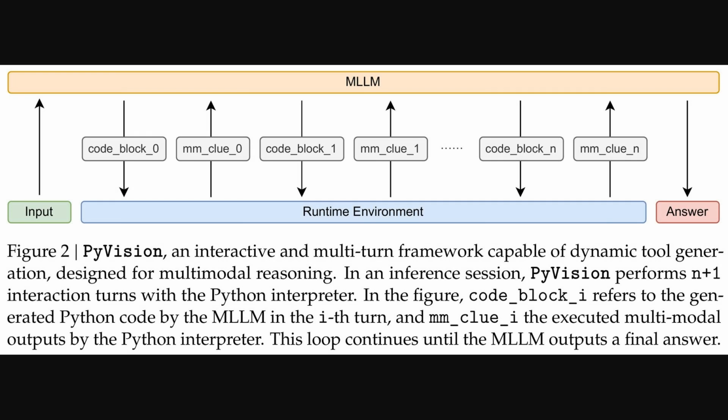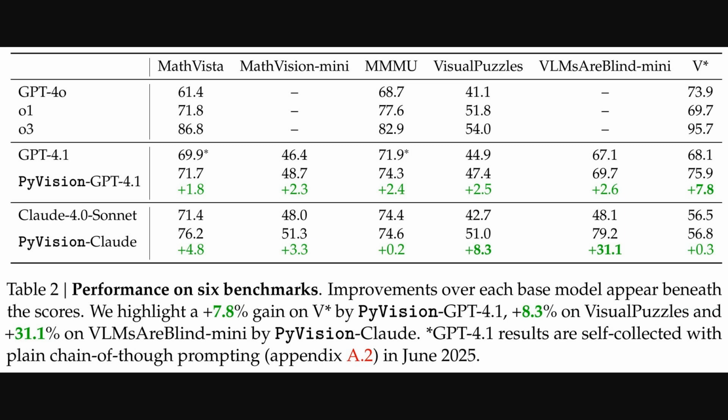Building on those unique features, this next diagram shows us exactly how that multi-turn framework operates. At the top, you have the multimodal large language model, which receives an input. It then generates a code block, basically a snippet of Python code, and sends it down to a safe runtime environment for execution. This environment runs the code and sends back a result, called a multimodal clue. This back and forth loop continues, with the model refining its code and gathering clues until it's confident enough to produce the final answer.